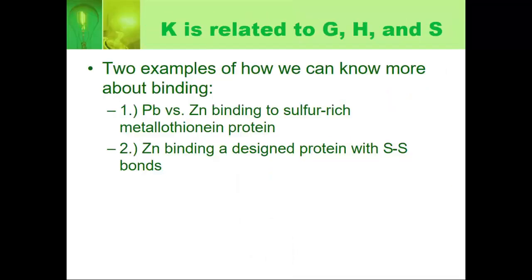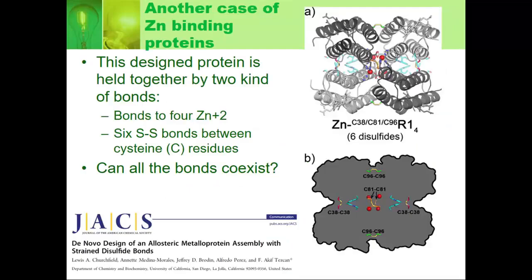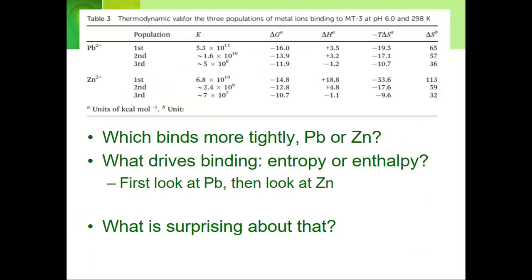And the cool thing is, evolution figured it out, and we get to scratch our heads and say, okay, so this means that our picture of entropy has to always include the water. It can't just include the metal and the protein. Okay. This is a really great example of entropy-driven binding.